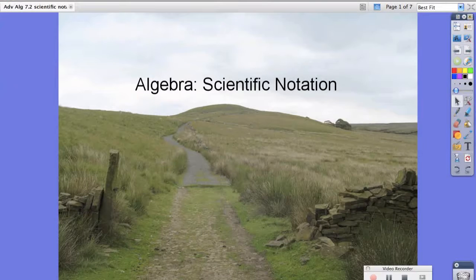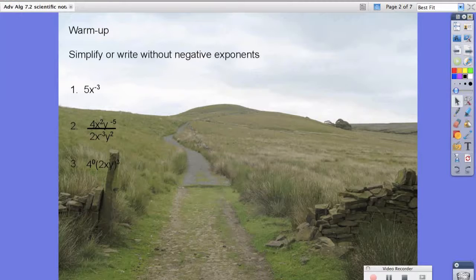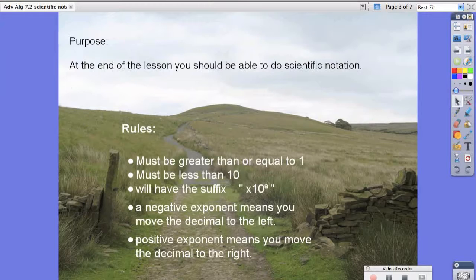Hello students, today in your algebra class you're going to be working on scientific notation. So at the end of this lesson you should be able to put numbers in scientific notation or standard notation.